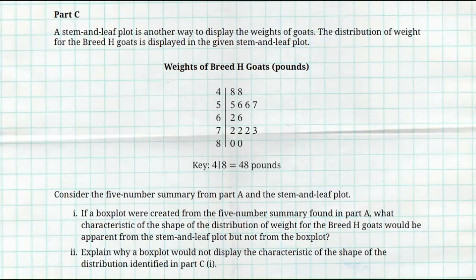So the first thing we want to talk about is shape, right? Shape is what you don't necessarily see in a box plot, but you can see in a stem and leaf plot. So we see a bimodal shape here. We see these two kind of peaks in the 50s and in the 70s, and we're not going to see that in the box plot.